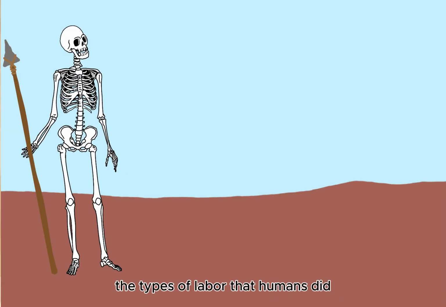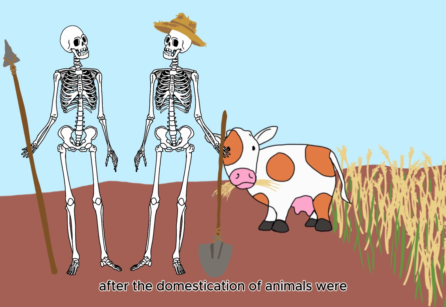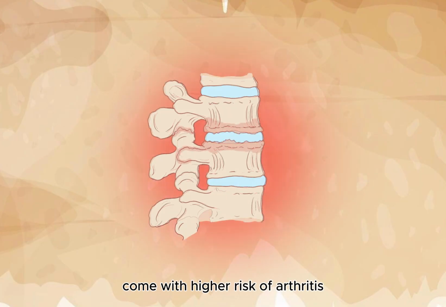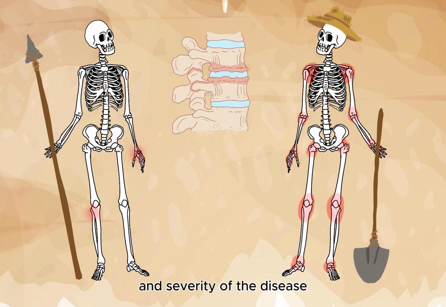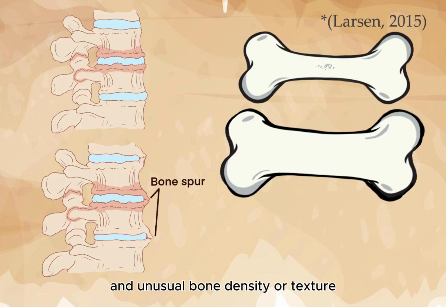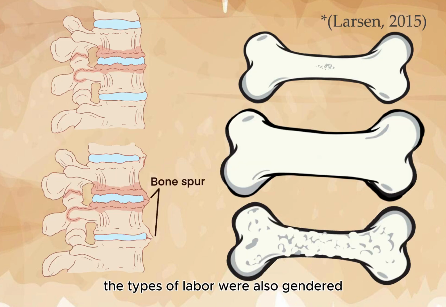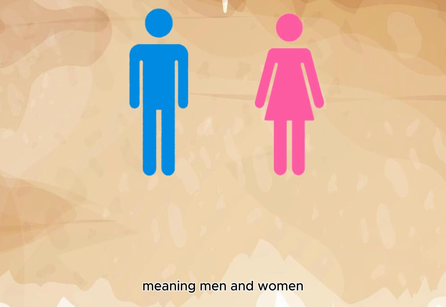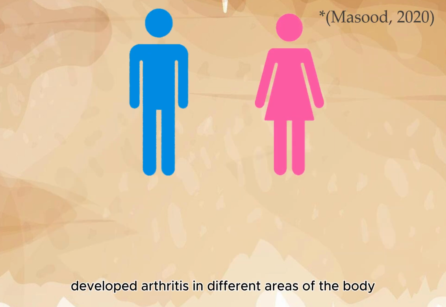The types of labor that humans did after the domestication of animals were different from those before it. These specific labors come with higher risk of arthritis, increasing the overall prevalence and severity of the disease post-agricultural transition. Arthritis can be seen in the skeleton as bone spurs and unusual bone density or texture. The types of labor were also gendered, meaning men and women generally developed arthritis in different areas of the body.